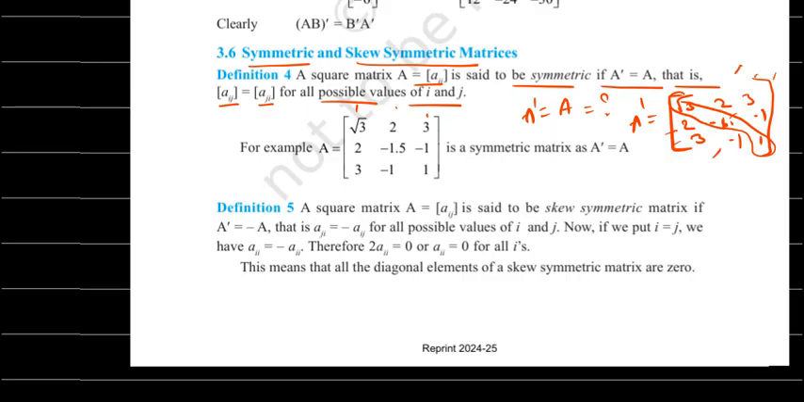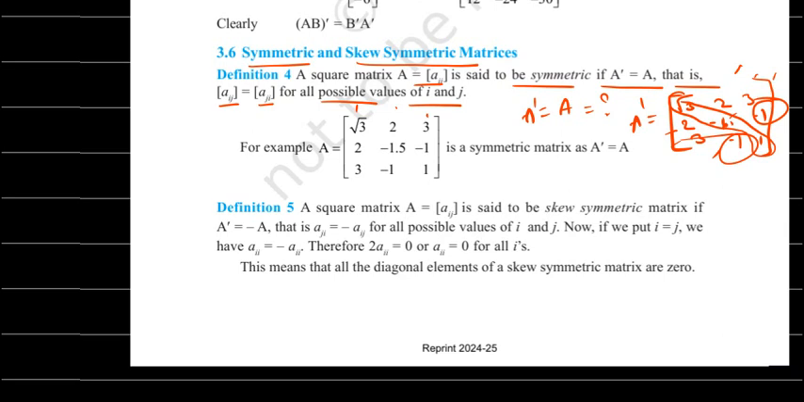In skew symmetric, the sign will change, but in symmetric, the sign will also stay the same. So you can observe here it is a minus 1, and here also it is a minus 1. Okay, the non-diagonal elements.